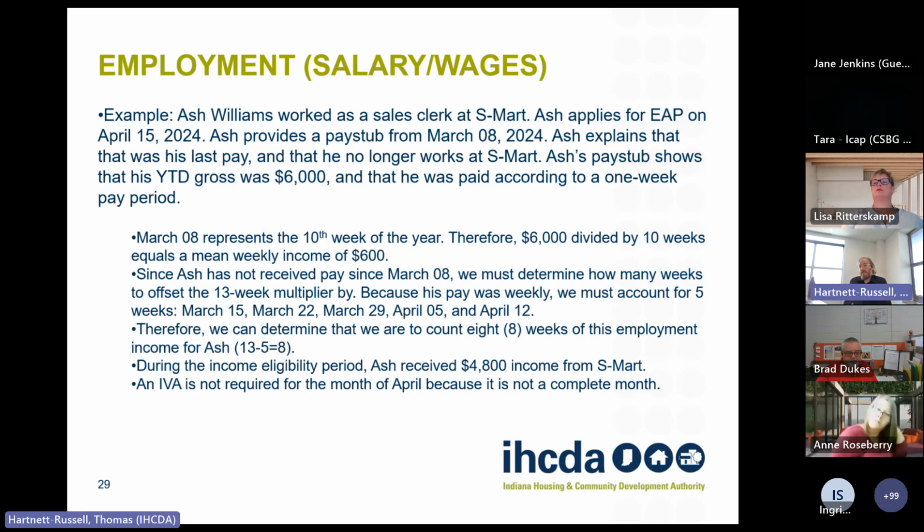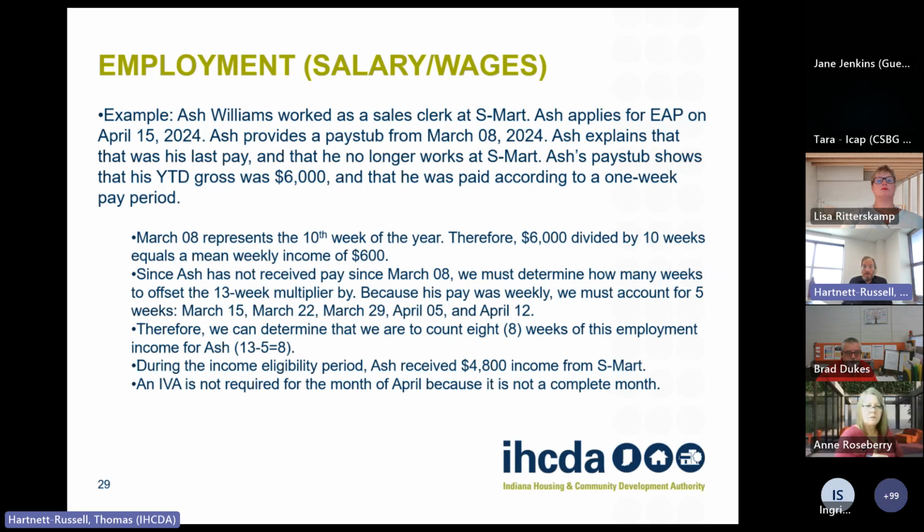Therefore, we can determine that we are to count 8 weeks of this employment income for Ash, because we're going to take 13 and subtract the 5 weeks that he did not receive pay. So we take the 8, multiply that by the $600 per week. During the income eligibility period, Ash received $4,800 of income from S-Mart.